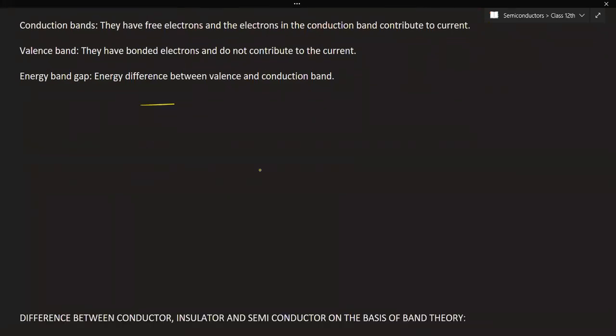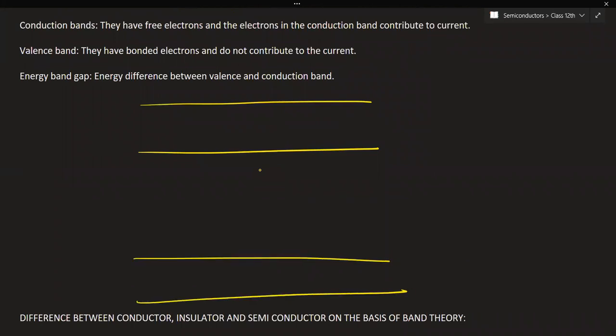See, the conduction band is basically where free electrons are present. And there is the valence band where the valence electrons are present. Now, these valence electrons are not free. They are bounded electrons. They are not available for conduction. They are completely bound.